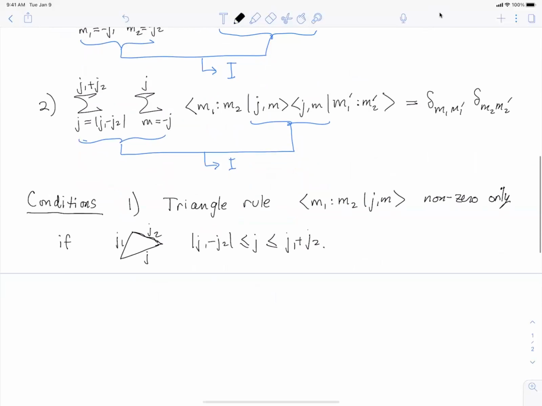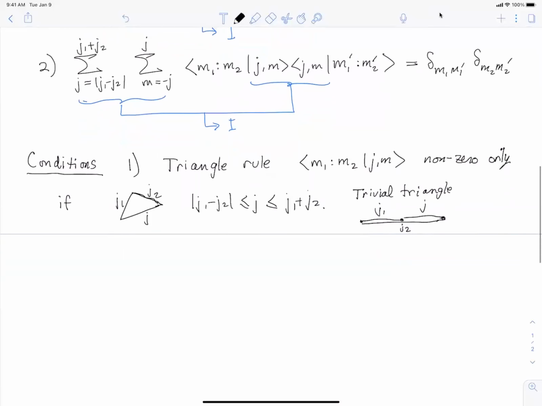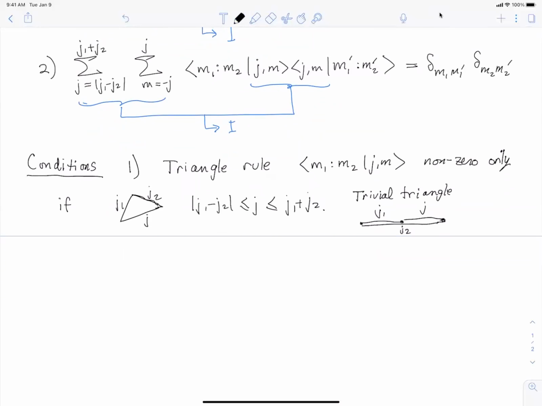That's the same condition as saying that they can form the sides of a triangle if you want. Okay, but the trivial triangle is allowed. By the trivial triangle, I just mean the situation where the triangle has 0 area. So I could have this be J1, and this be J, and this one be J2. That's a triangle that's sort of degenerate because it has no area because they're all in a line. But that's an example of a trivial triangle, so it's allowed, and you get a non-zero Clebsch-Gordon coefficient.